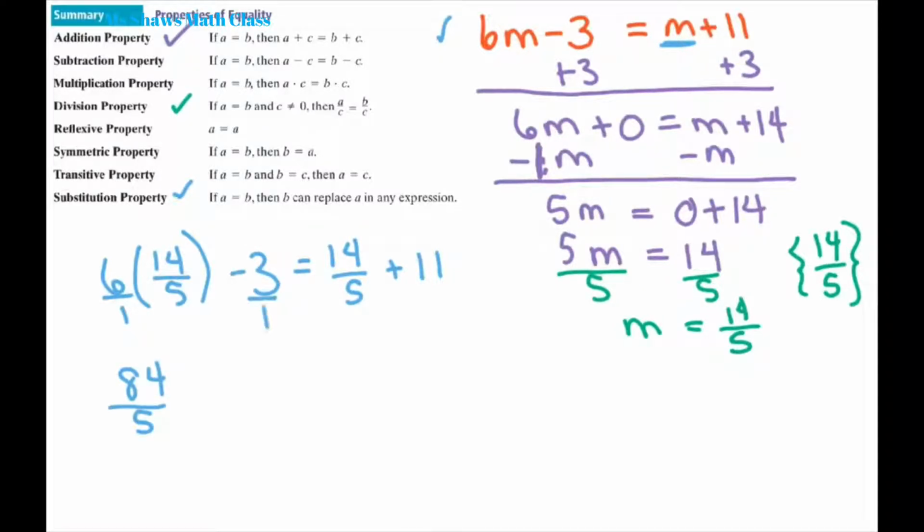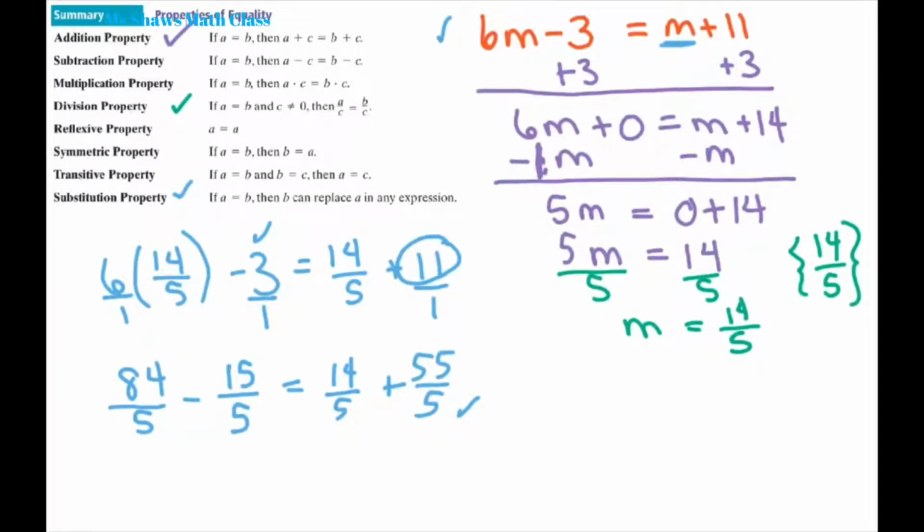If I write this in fraction form, I'm going to write minus, and I want a 5 here. So all you do is you take this 3 and multiply it by 5. So that's going to be 15, because 15 divided by 5 is 3. Then we have 14 divided by 5. I'm going to write this 11 in fraction form. I'm going to put a 5 here because we have to have the same denominator to add and subtract. And when you do that, you just take your numerator times this new denominator, which is 55.